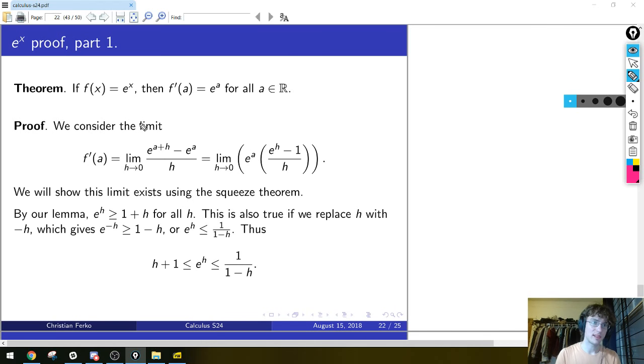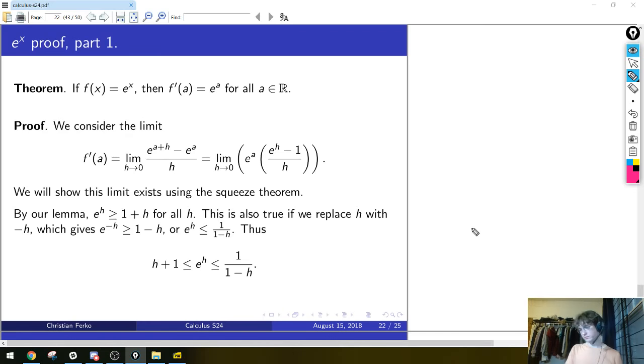So, theorem. If f of x is e to the x, where e to the x is defined in the sloppy way that I did several slides ago, then the derivative of f at a, f prime at some number a, is e to the a, which is to say the derivative of this function, e to the x, is the same function back, e to the x, where I've just replaced the dummy variable x with a. So you differentiate it, you get the same thing back.